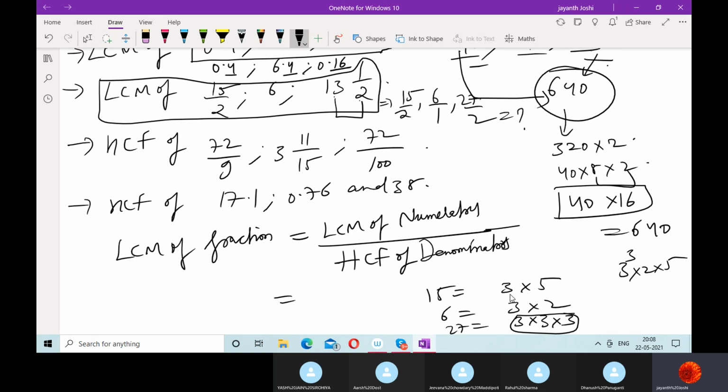What's the LCM? Correct or wrong? Yes, sir. 270. Now, what's the HCF? The common factor is just 1, because here it is 2 into 1, 1 into 1, 2 into 1. So 1 is the common factor. So the answer is 270. Can you do the next question?